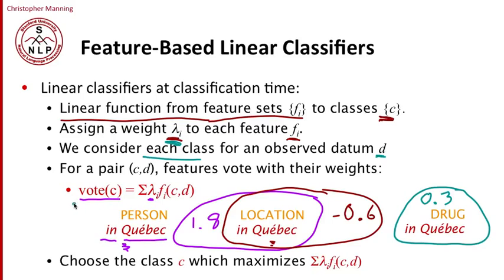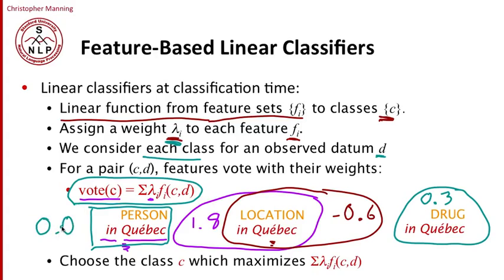And so then what we're going to be doing is choosing the class that has the highest total votes. There are three class choices here. The class choice of person actually matched no features, so its total vote is 0, which is neither a positive nor a negative preference. The class choice of location in aggregate had a vote of 1.2, and the class choice of drug in aggregate had a vote of 0.3. And so what we're going to choose as the class which maximizes this voting quantity is going to be location.